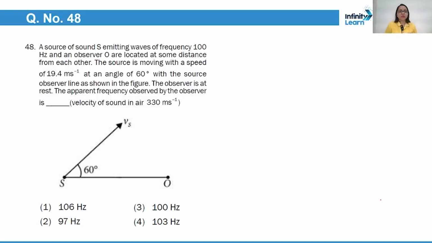Next is question number 48. We have a source of sound S and it is emitting a frequency of 100 hertz sound. Observer O is located at some distance from the source. The source is moving with a speed of 19.4 meter per second and at an angle of 60 degree. So in this case, the apparent frequency observed by the observer is.